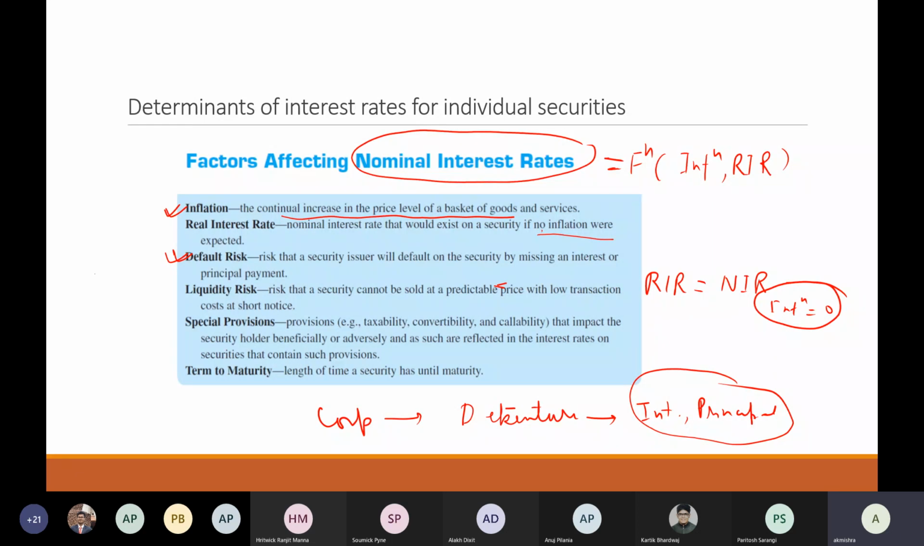And remember, if default risk is high, will the interest rate be high or low, can anybody tell?